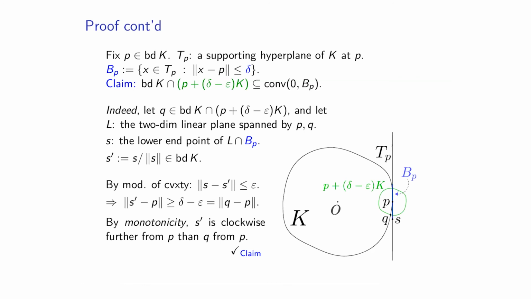So it will be on this arc, and the way to prove it is that using the modulus of convexity, we show that, looking from P in the norm, S prime is farther from P than Q is from P. We know that Q from P is delta minus epsilon. That was the definition of Q.